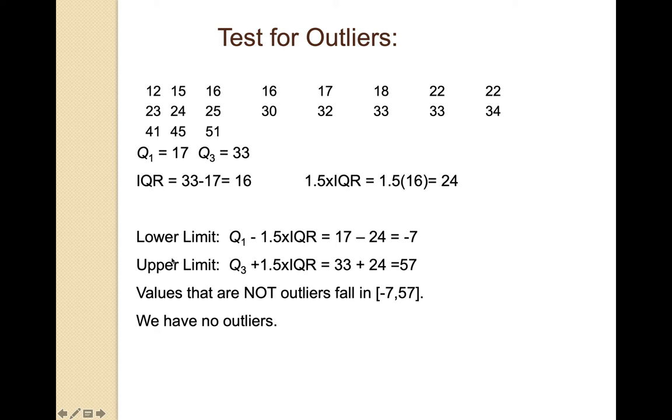For our upper limit or upper fence, we're going to do the third quartile plus our 1.5 times the IQR, so 33 plus 24, and we get 57. So values that are not outliers fall in the range -7 to 57 inclusive. Since all our values fall within that range, our minimum is higher than -7, our maximum is lower than 57, we have no outliers.